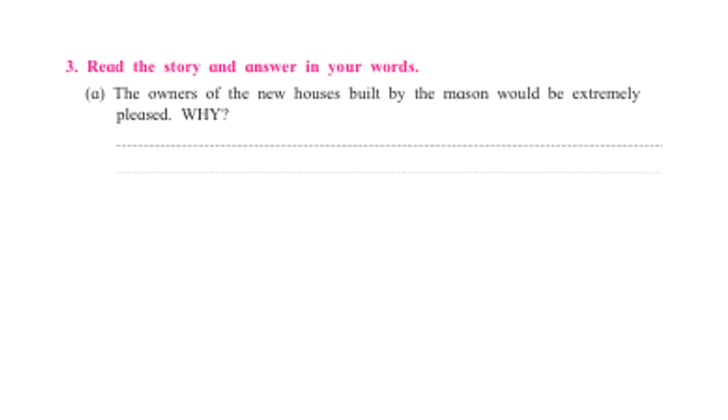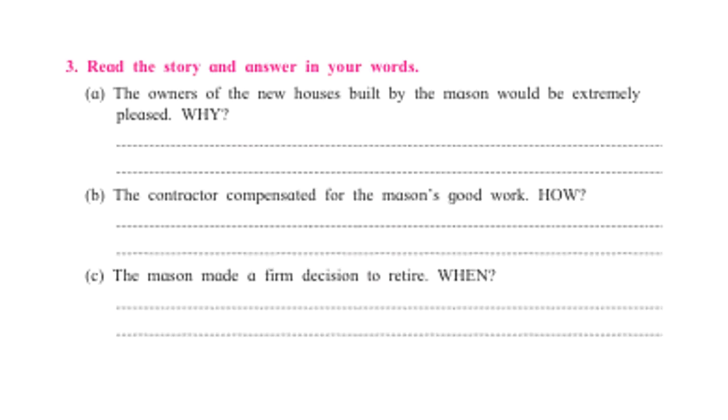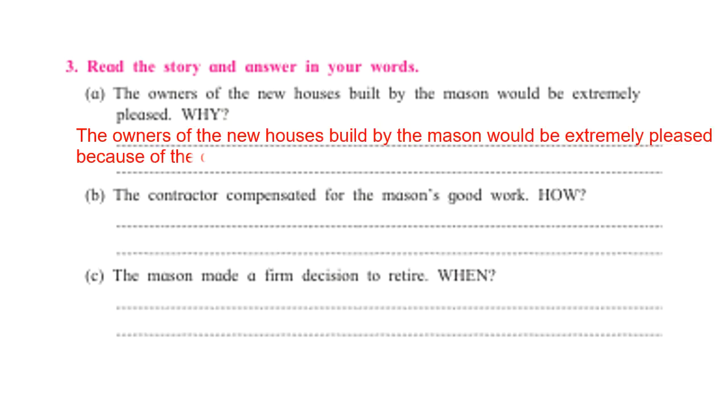Number 3. Read the story and answer in your own words. A. The owners of the new houses built by the mason would be extremely pleased. Why? The owners of the new houses built by the mason would be extremely pleased because of the quality construction with an excellent and appealing finish.